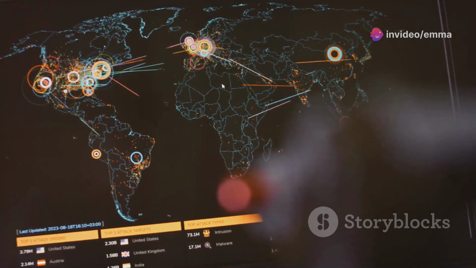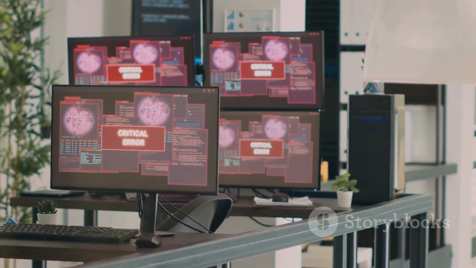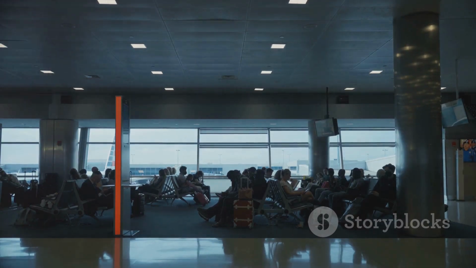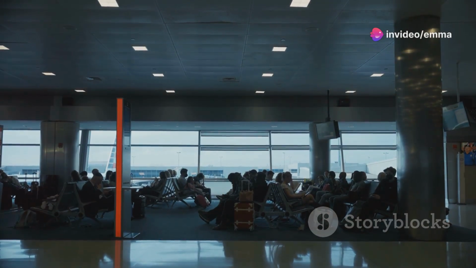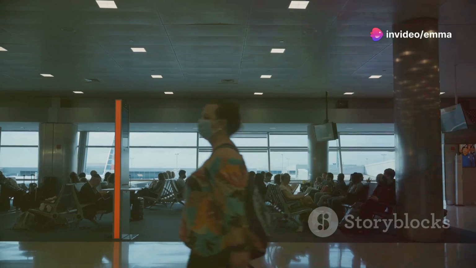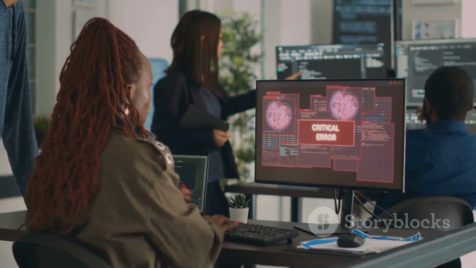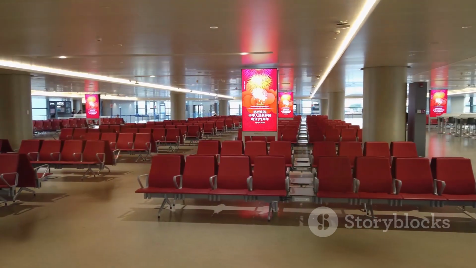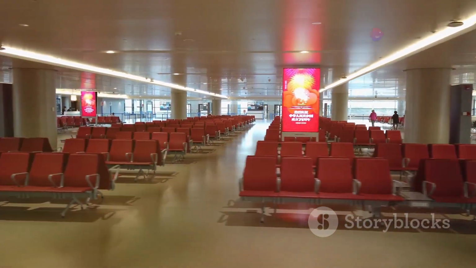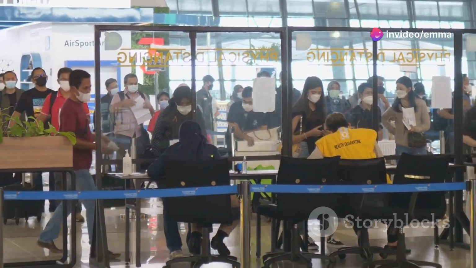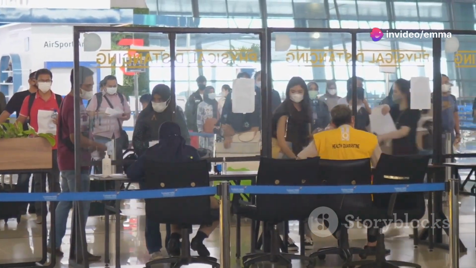Remember that global chaos we talked about? Let's get into the nitty-gritty. Airlines were among the hardest hit. Imagine thousands of passengers stranded at airports because check-in systems went dark. Flights were delayed, luggage got lost, and let's not even talk about the air miles complaints. It was an absolute nightmare. Our systems went down, and we had no way to process check-ins or manage flights. Passengers were understandably frustrated, and it was chaos at the airports.